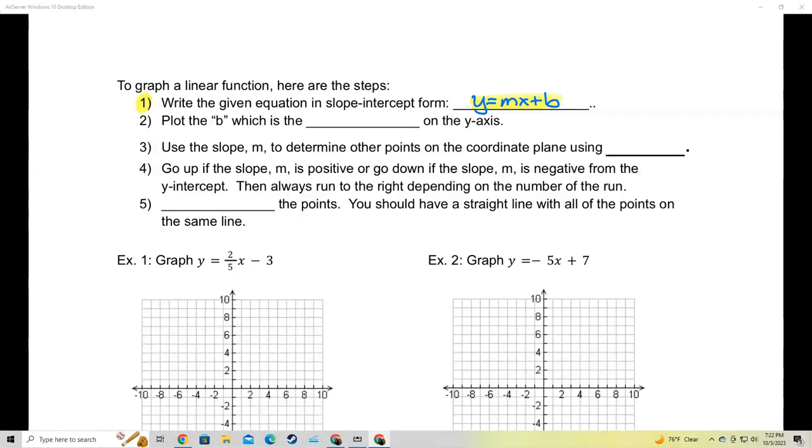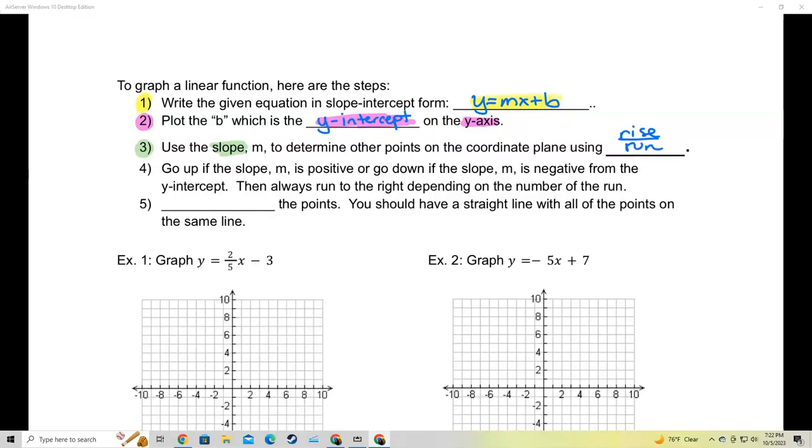Step number 2 is going to be to plot the b, which is the y-intercept, on the y-axis. So step number 2, whatever your y-intercept is, or your b, you're going to plot it on the y-axis. Step number 3, and this is the one that's going to be a little bit challenging, we're going to use the slope to determine other points on the coordinate plane using rise over run.